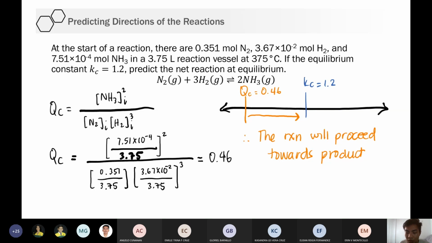Solve for Qc, compare it with Kc, and then arrow-arrow na lang. To the left, to the right, yan. May corresponding meaning yan. So kapag to the right, it will proceed towards the product. Pag to the left yung arrow, it will proceed towards reactant side. Okay? So yan yung pagdetermine ng direction ng reaction.